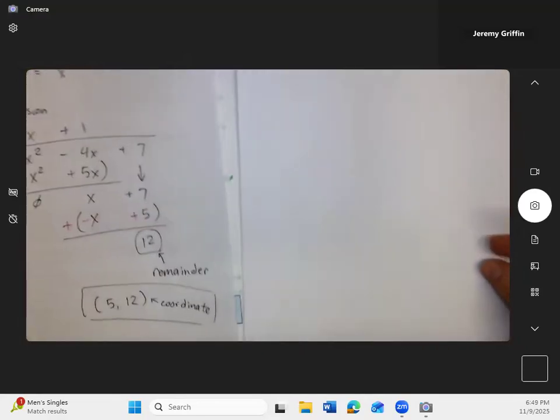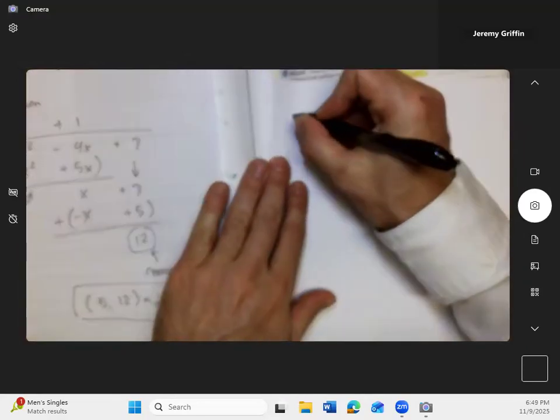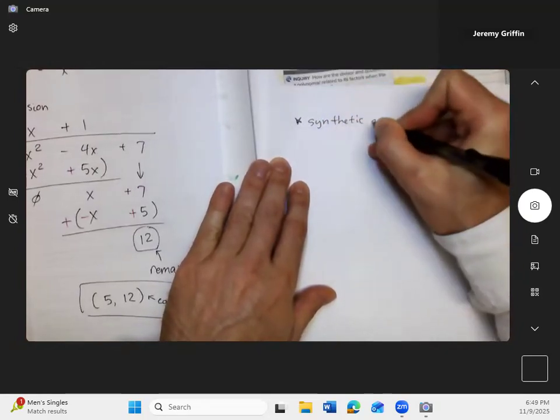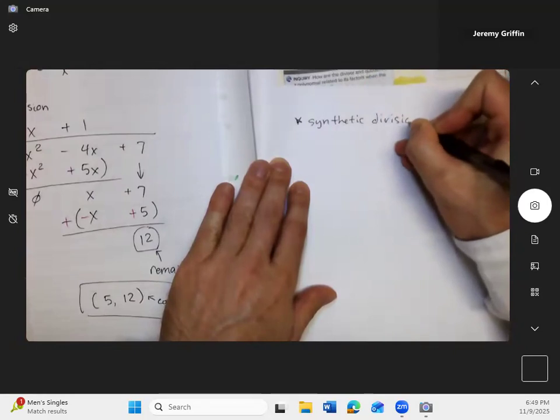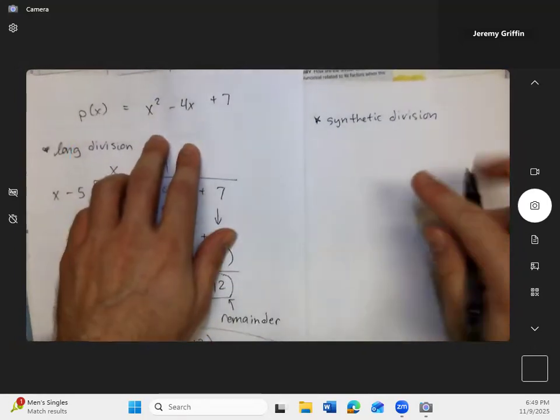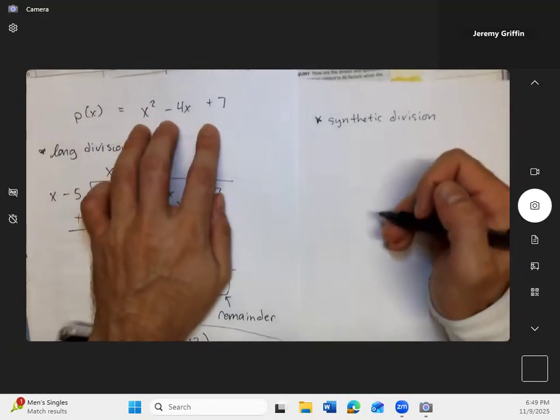Let's do synthetic division, and then I'll do direct substitution. So, synthetic division. Now, synthetic division is a different way to think about this. We're just going to write these coefficients.